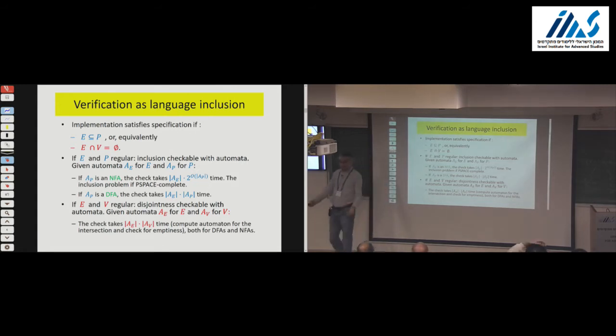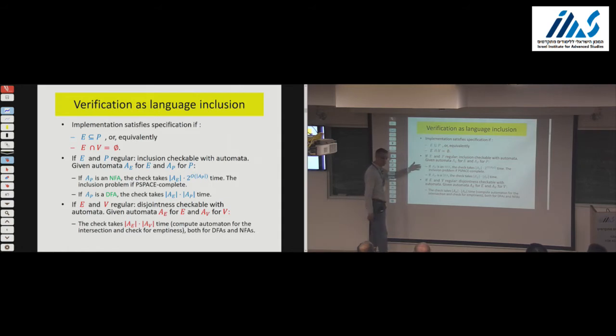Good. So then the idea is that if these two sets are regular languages, then we are going to be able to use automata theory in order to solve these problems. So assume that you have finite automata, the ones you saw in your basic course. There is nothing special here. Automata AE and AP for both the sets E and P. Then you have these two possibilities: you can model the set AP as a non-deterministic finite automaton, or as a deterministic finite automaton.